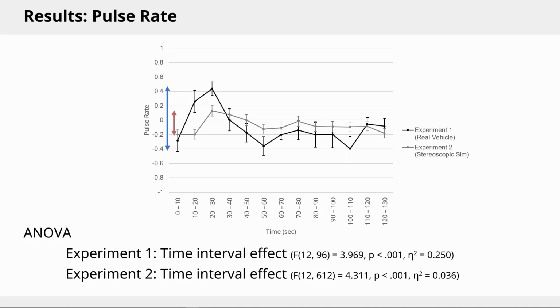This figure shows the pulse rate result. In particular, it can be seen that the variability is larger in the actual vehicle than in the stereoscopic simulation. It can also be seen that the changes are similar to those of EDA. Analysis of variance shows a significant difference in both experiments.